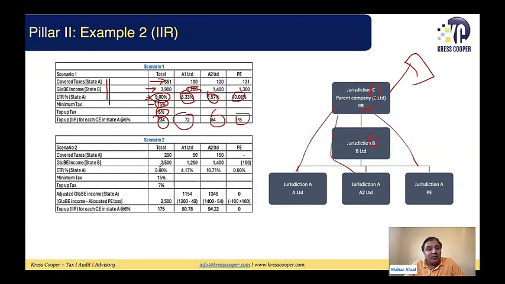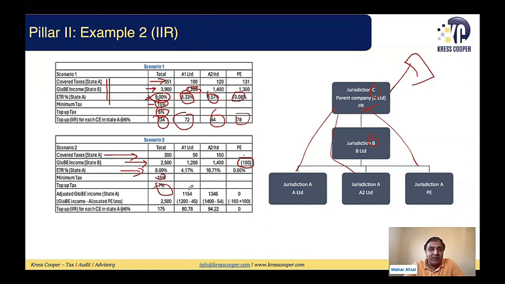Look into this, one more example. This is similar, something like this. Cover these are the taxes, these are the states, these are the ETR, this is the minimum tax, this is a differential tax, 7%. This company is into losses, so this company is not liable to pay 15% of their income.